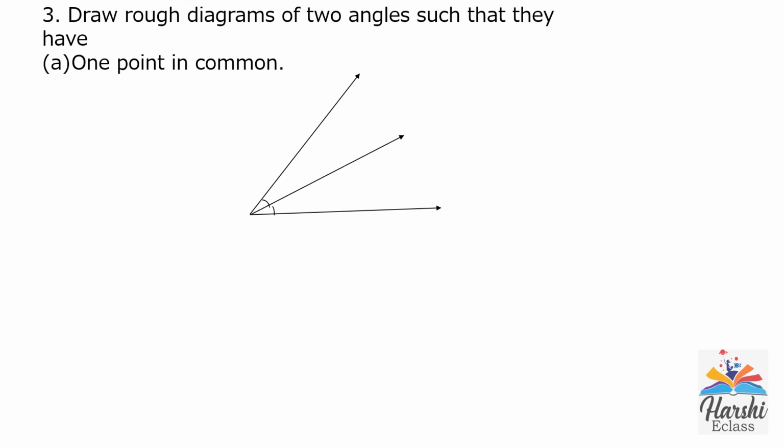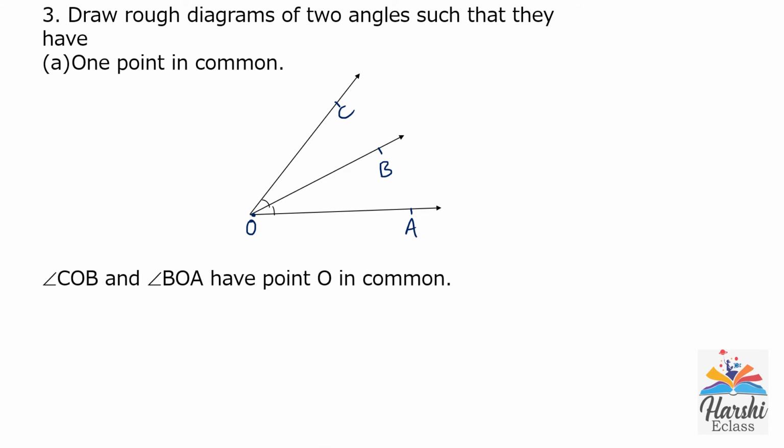Third one. Draw rough diagrams of two angles such that they have one point in common. So here the rough diagram is already drawn. Let's label it. There are 3 rays meeting at a common point: ray OA, ray OB, and ray OC. The common point is O, where these 3 rays are meeting. So angle COB and angle BOE have point O in common.